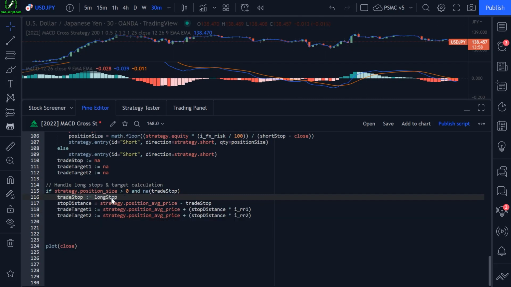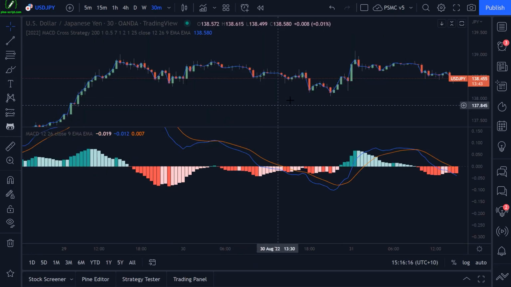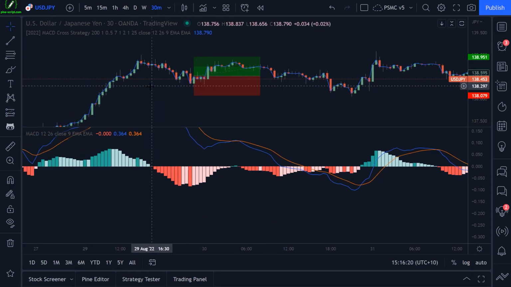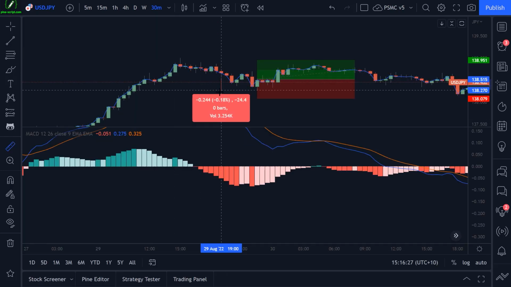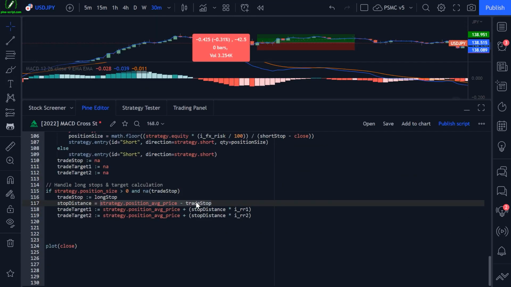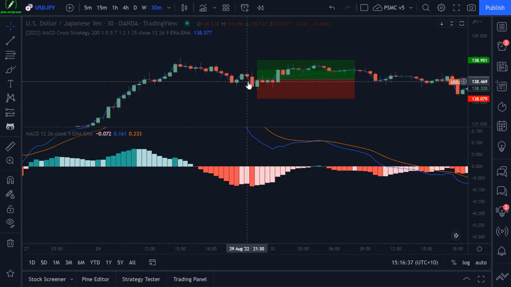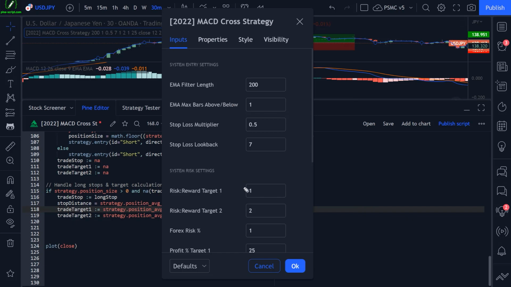So once we've saved our long stop loss to trade stop, we then calculate our distance, stop loss distance. To do that, we use strategy.position average price. So that gets the average fill price of our open long trade, and we subtract our stop loss price. That gives us, let's say we went long on this bar for whatever reason and our stop loss was there, this code here will give us the distance from our entry price down to our stop loss in pips, or this number here. Once we have that, we can use this distance variable to calculate our reward distance by multiplying that distance by our risk reward profile, which is this first setting here.